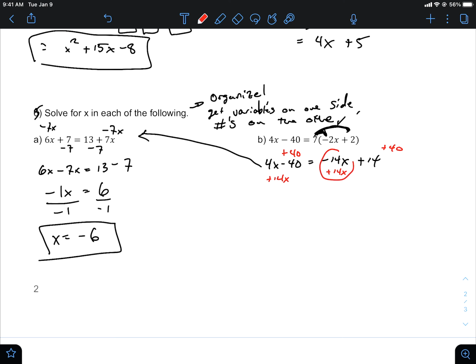Negative 14x plus 14x is going to create a zero pair, and the same thing here with the negative 40 plus 40, that's a zero pair. So now rewrite your line. 4x plus 14x is equal to 40 plus 14. So I get 18x is equal to 54. And if you know anything about golf, 3 rounds of 18 is 54.